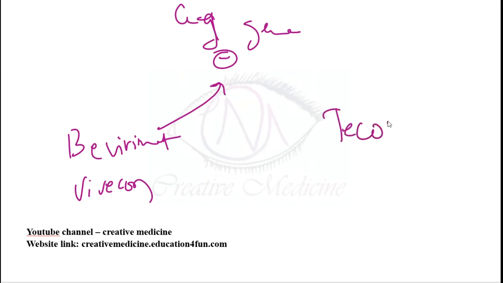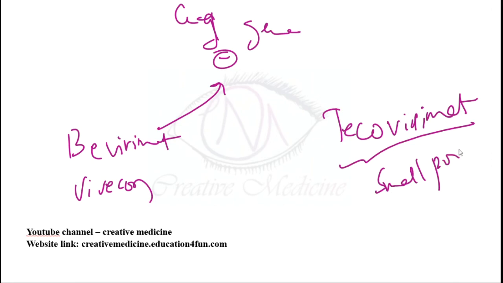Then we have tecovirimat. Tecovirimat is approved for smallpox virus. Bevirimat and vivecon inhibit the Gag gene, whereas tecovirimat is approved for smallpox.